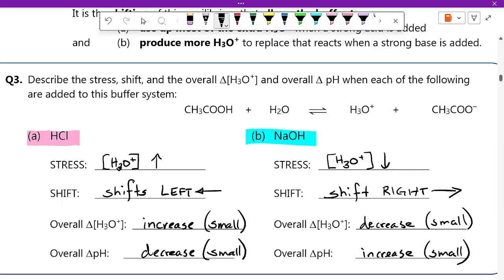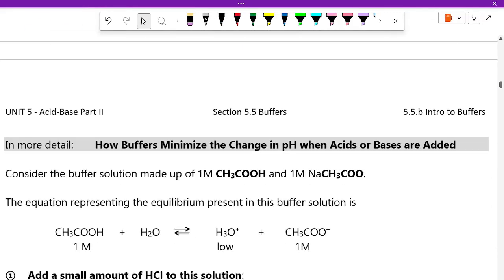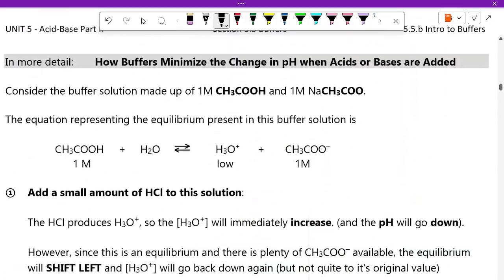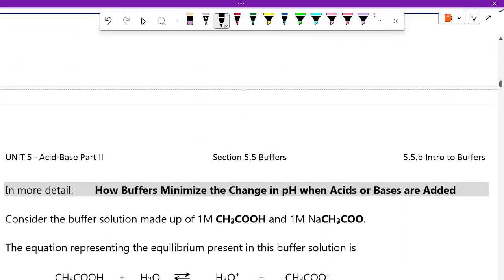Yes. Why is it small? Okay, let me just check and see if on the next page I've got the picture. Do I have a graph? Oh, we have a graph. Okay. So in more detail, we're going to look at why it is small.